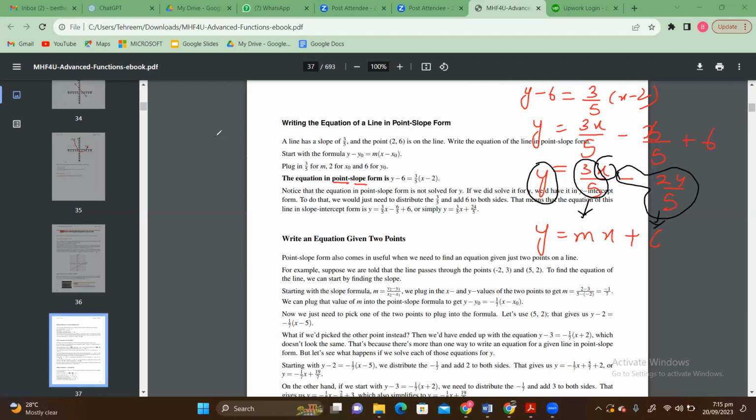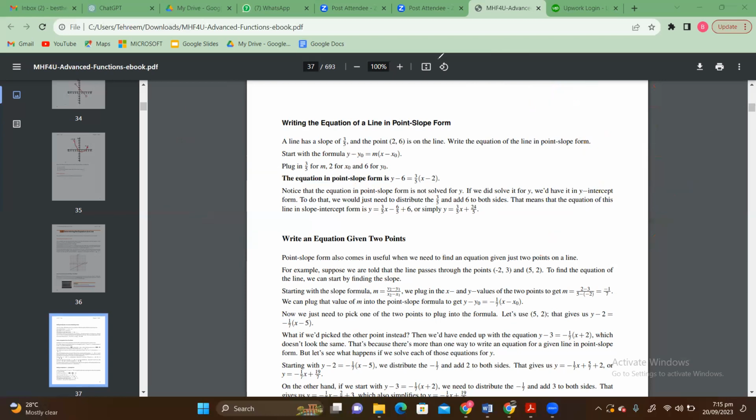So what happens when we have a slope and when we have a point? We use point slope form, that is y minus y naught is equal to m times x minus x naught. And when we further simplify it, it results in y is equal to mx plus c, which is the equation of the slope-intercept form. Are you getting the point or no? Yes, I'm getting it.